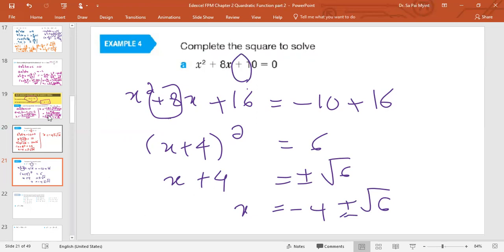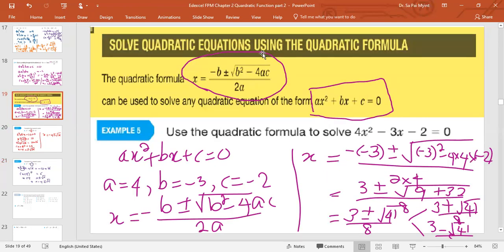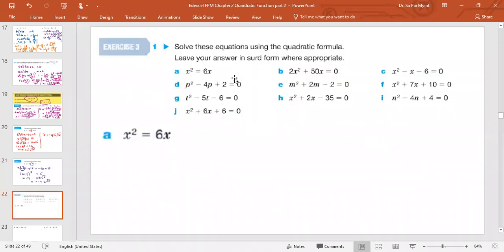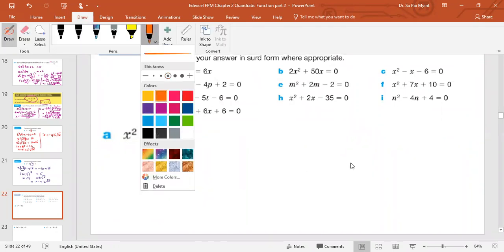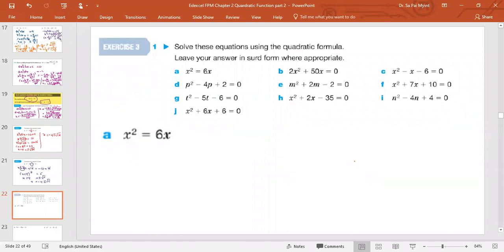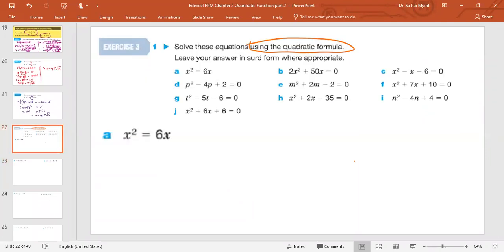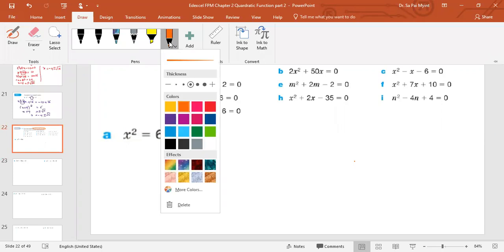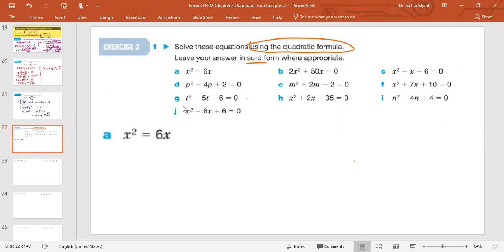After that, I taught you to solve quadratic equations using the quadratic formula. Example 5 is finished. Now let's continue with the exercise, Exercise 3A. What is the question? Solve these quadratic equations using the quadratic formula. You need to find x using the quadratic formula. Leave your answer in surd form. Surd means with a square root. With root. And then number 1a.